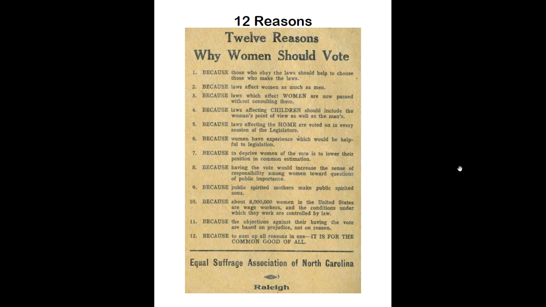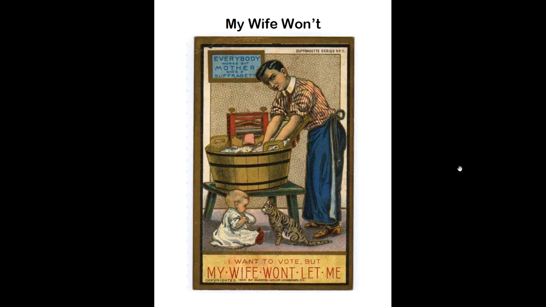because about 8 million women in the United States are wage workers and the conditions under which they work are controlled by law, because the objections against their having the vote are based on prejudice, not on reason, because to sum up all reasons in one, it is for the common good of all. Equal Suffrage Association of North Carolina.